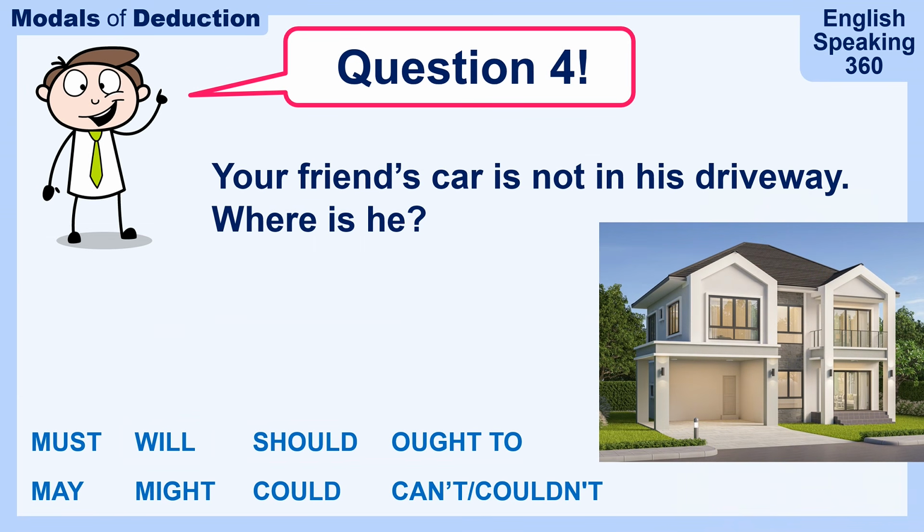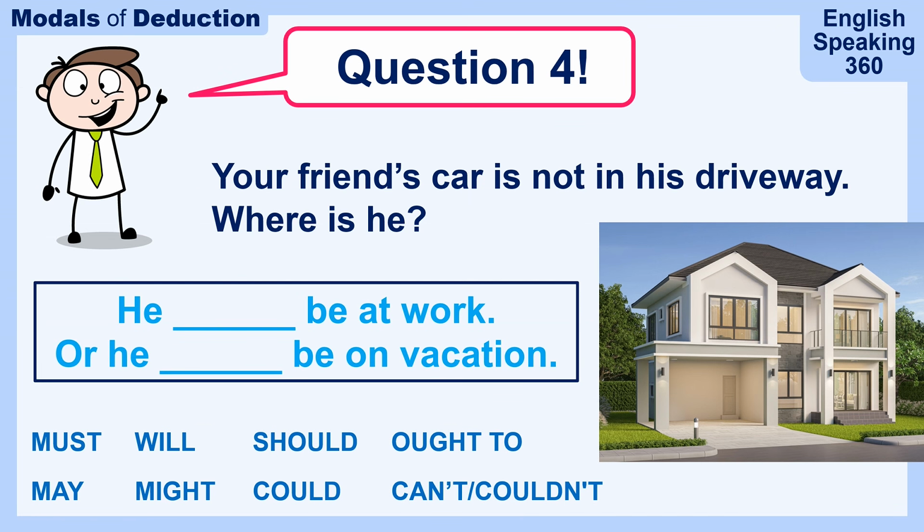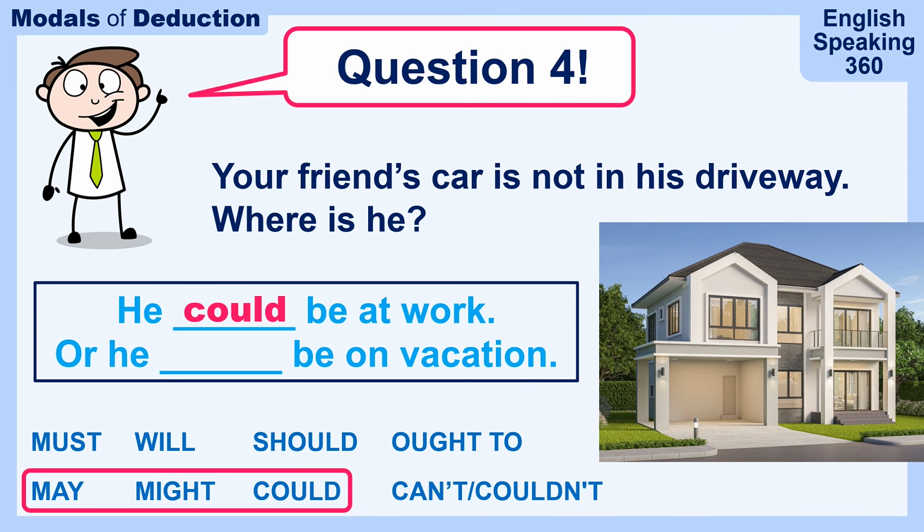Question 4. Your friend's car is not in his driveway. Where is he? He be at work or he be on vacation. Now you see, I'm giving you 2 different options here. That's a big clue. Let's go with the first one. He could be at work. Could is right, but you can also use he may be at work.